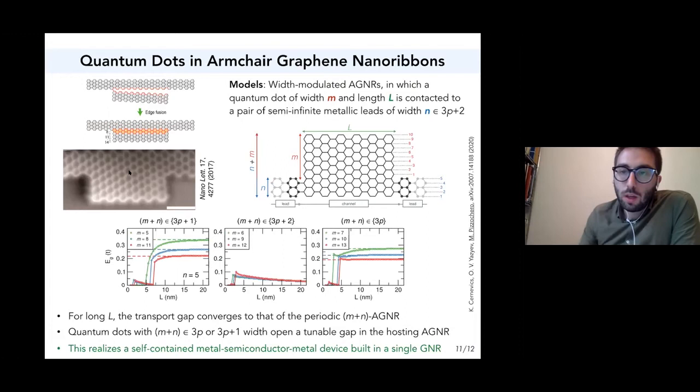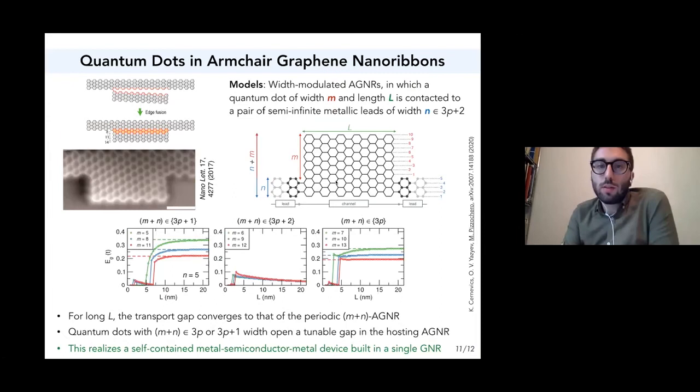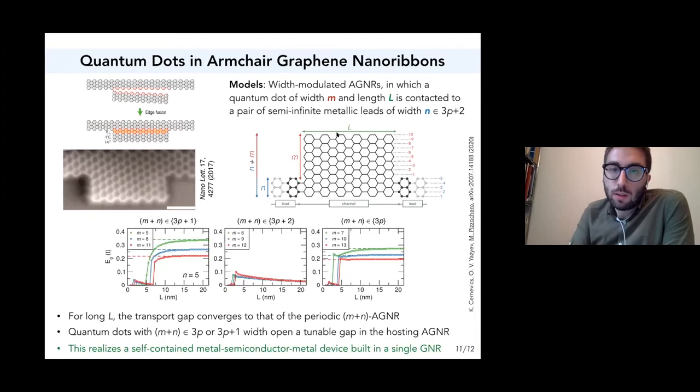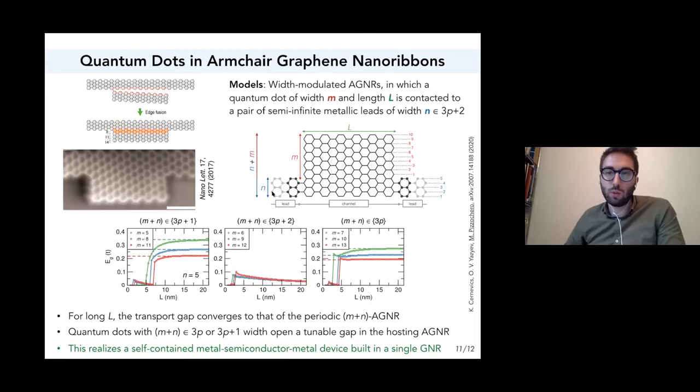So we have studied this nanostructure in the most systematic way, in which our models consist of a quantum dot of width M and of length L that is contacted to a pair of semi-infinite metallic leads of width N, where N is taken to belong to the 3P plus 2 family in order to ensure its metallic character, which is what we typically want for the leads.